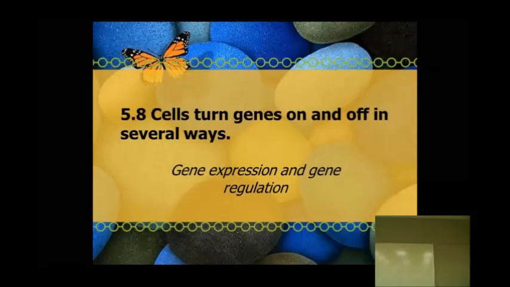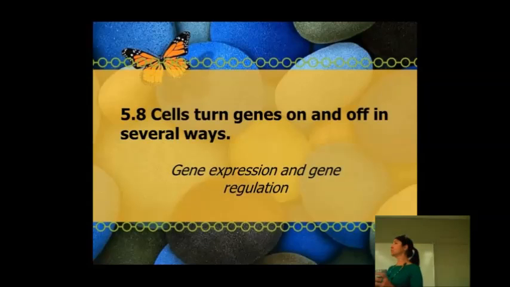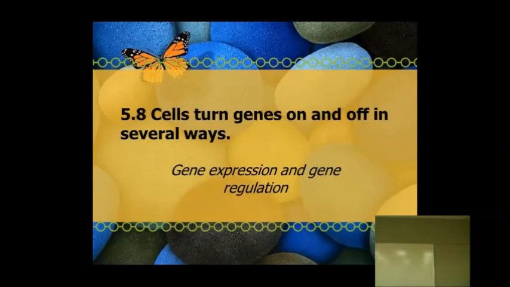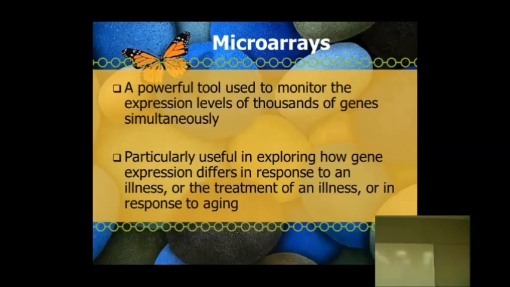So genes are not necessarily always turned on. Sometimes cells turn off genes or turn them on for specific reasons. And that's called gene expression and gene regulation. So this is a really fascinating science because at some point we may figure out how to turn on the genes that make people skinny so we don't have an obesity problem. We may cure several diseases this way. But cells can turn genes on and turn genes off.